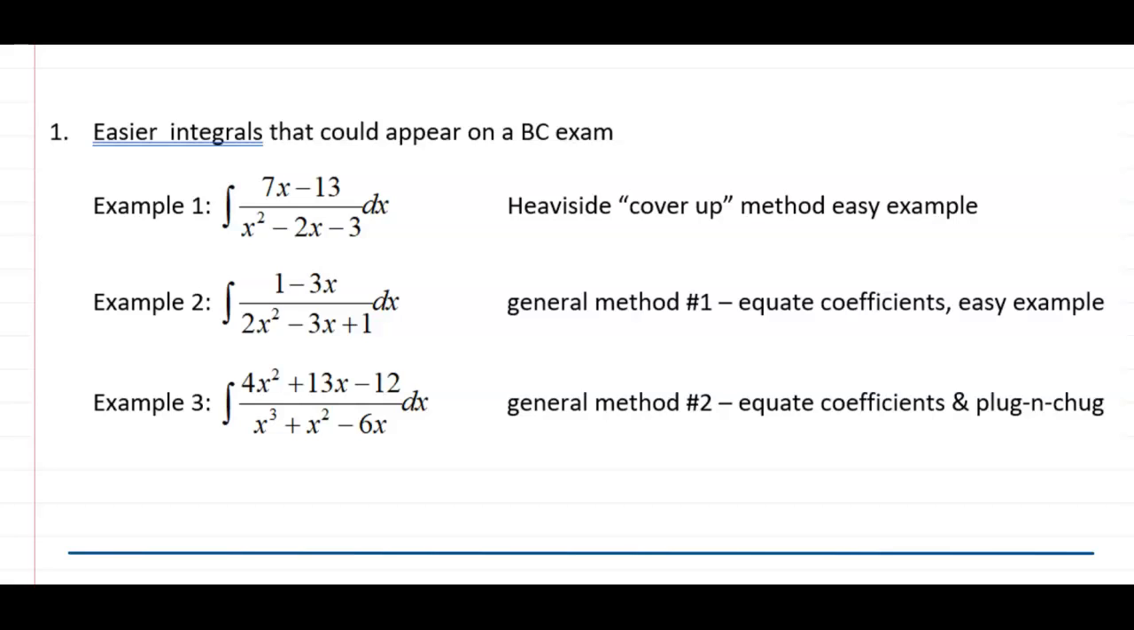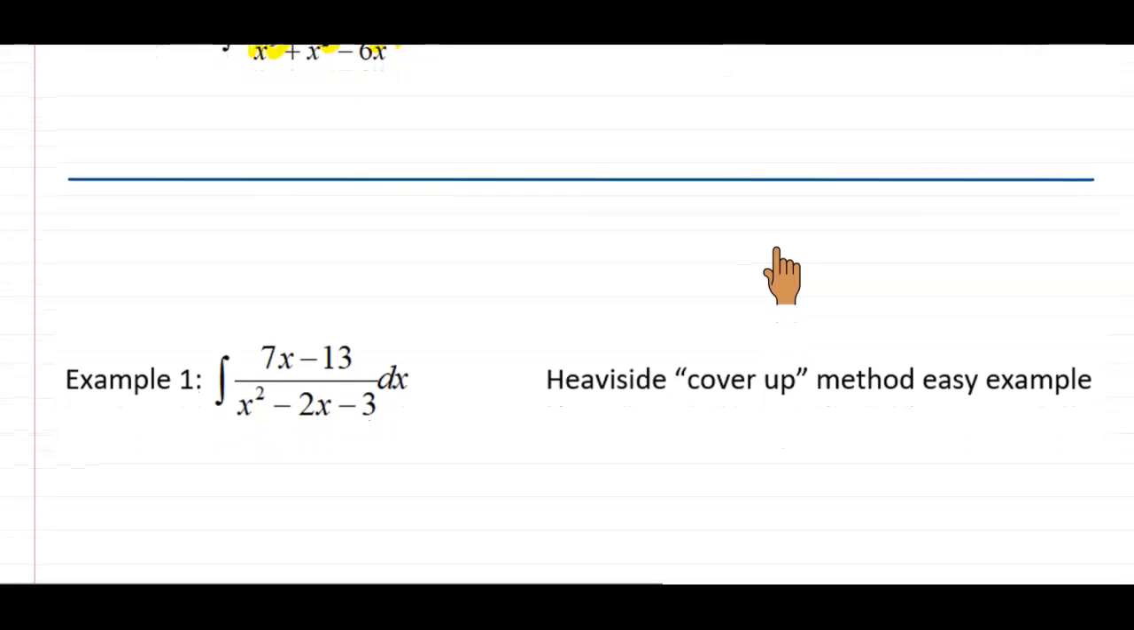And just as an overview of the first section we're going to look at here, which will have 3 examples, we're going to learn the Heaviside or cover-up method. This is our easiest example. And in example 2, we're going to use a more general method involving equating coefficients. And in example 3, we'll extend that method where we will equate coefficients again. The whole idea in these problems is to take the integrand, which is a rational function in each case, and to write it as a sum of fractions where the denominators are linear factors. So let's go to the first example.